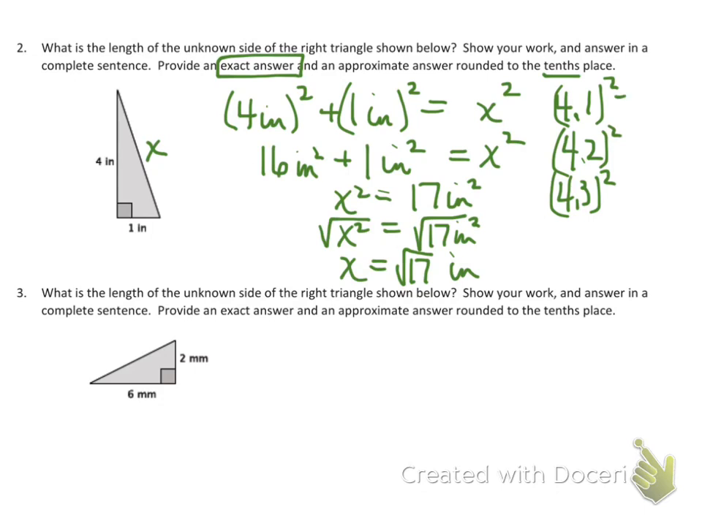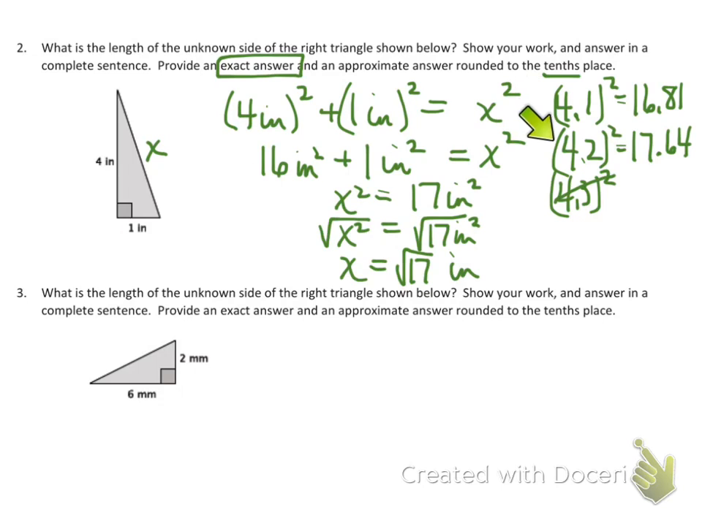Okay, so I did this on my calculator. 4.1 squared is 16 and 81 hundredths. 4.2 squared is 17 and 64 hundredths. So I know now that the actual value of the square root of 17 is between 4.1 and 4.2. I don't even need to do this one. It's between 4.1 and 4.2.